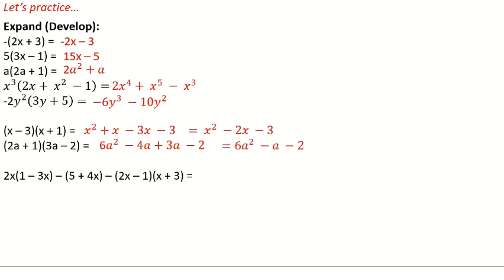Here we go for the last one. Here we have to do every one alone. So 2x into 1 minus 3x will be alone, minus into 5 plus 4x alone, and minus into 2x minus 1 into x plus 3 alone. So here, 2x times 1, it's 2x. 2x times minus 3x, it's minus 6x squared.